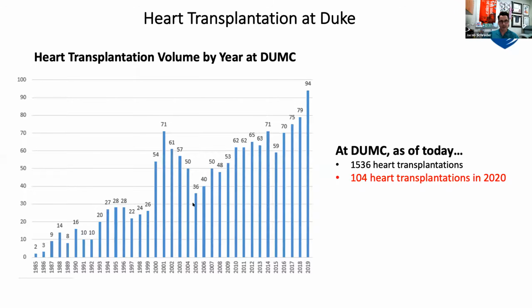A little bit about us. We're located in Durham, North Carolina, which is not the largest metropolitan area in the country, but as you see, our heart transplant volumes have continued to rise. Last year, we did 104 heart transplants. If you combine our number of heart transplants, lung transplants, and LVADs, we're the largest thoracic organ program in the world.